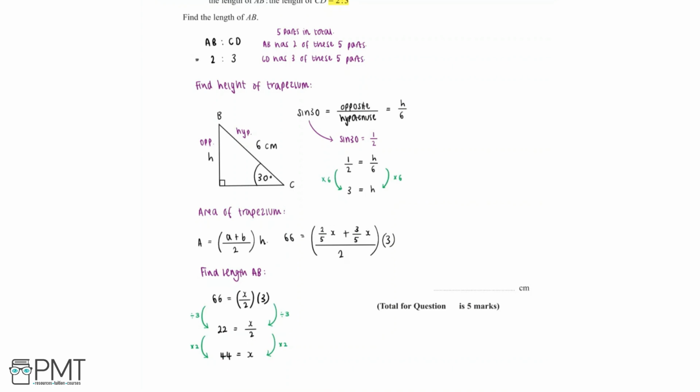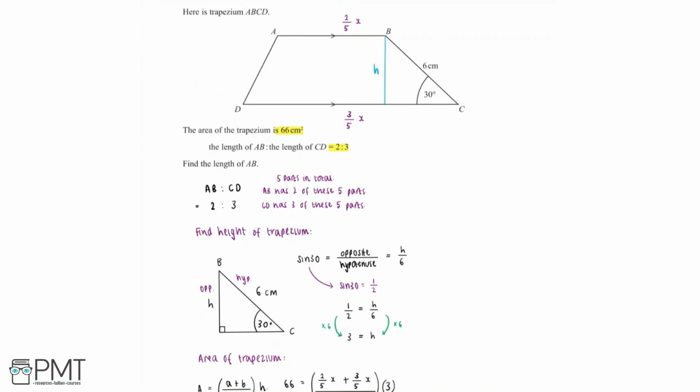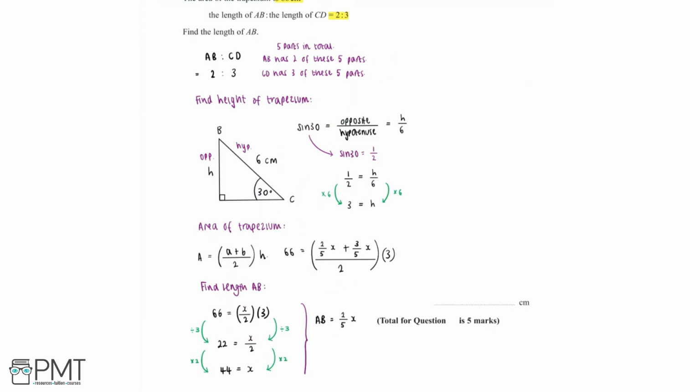Now remember that we need to find the length of AB, and we can use our value of x in order to help us to do this. We said that the length of AB is equal to 2 out of 5x. Now that we know the value of x, we can substitute this in order to find the actual length of AB. And so if x is equal to 44, AB is equal to 2 out of 5 multiplied by 44, which is equal to 17.6 centimeters. And so we've now found that the length of AB is equal to 17.6 centimetres.